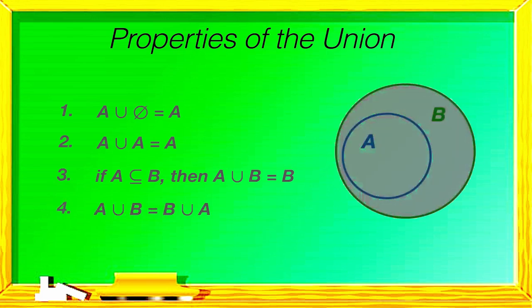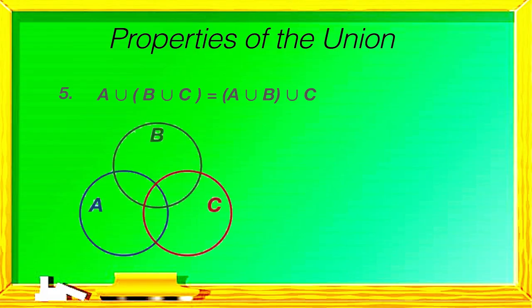Another property is that the union of A and B is the same thing as taking the union of B with A. The final property of unions is if we have three sets A, B, and C, we can exchange the order we take the union by moving the brackets and we'll still get the same outcome. On the left-hand side, we take the union of B with C first, and then take the union with A. We end with all the elements in A, as well as all those in B and C.